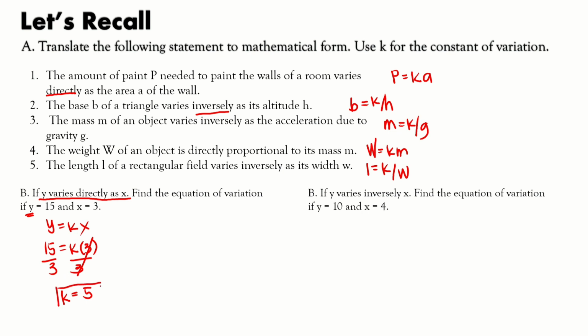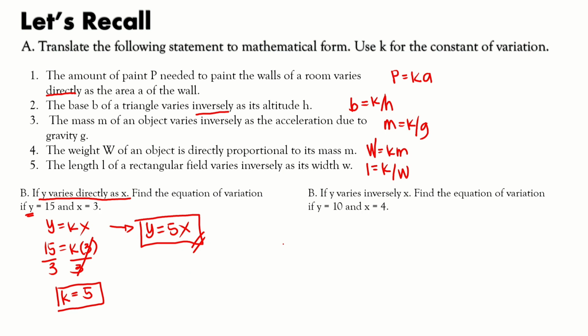To find the equation of variation, we will just plug in from y is equal to kx, substitute the value of k. We now have y is equal to 5x. Okay? Next, this is now our equation of variation.